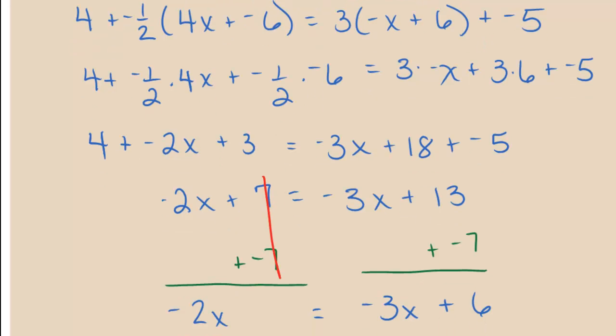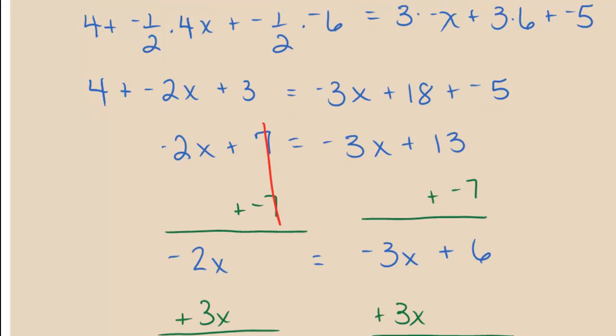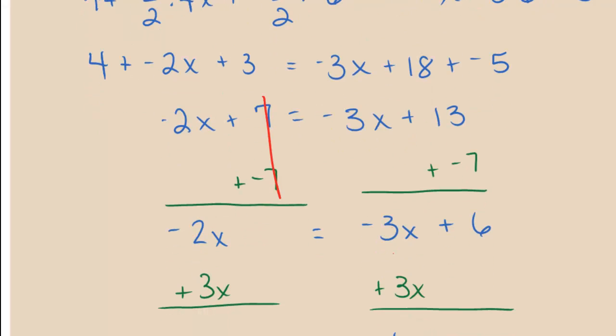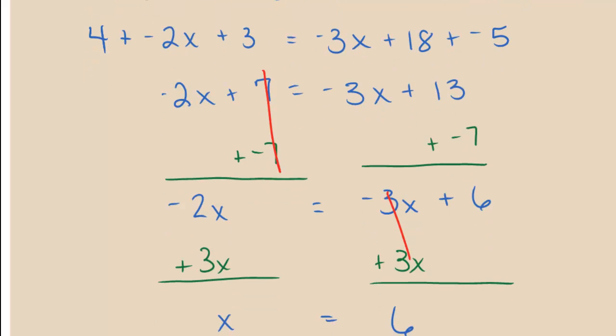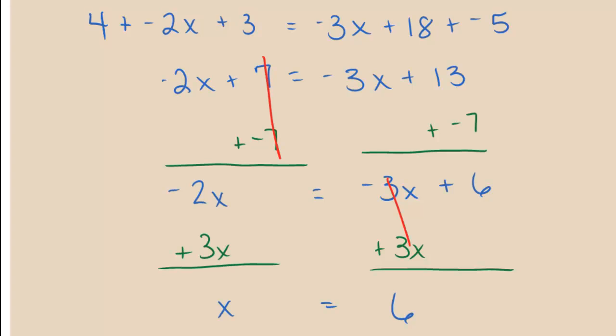Now I want to get rid of that -3x on the right side so that I'll have just constants over there. So I'm going to add +3x, and those will cancel, and I have to add it to the left side as well. So I end up with -2x plus 3x, which is 1x or x, and on the right side is 6, and that's my answer.